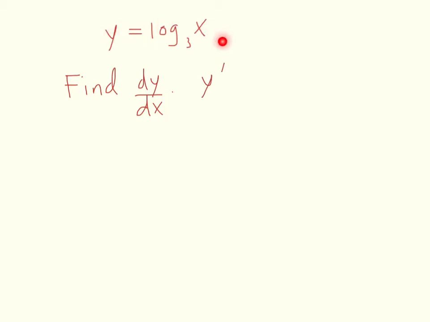To get y prime from this, I'm going to start by rewriting it in terms of exponentials. So if y equals log base 3 of x, that means that 3 to the y is equal to x. So I'm going to find dy/dx using this implicit relation between y and x by using implicit differentiation. So I'll differentiate both sides with respect to x.